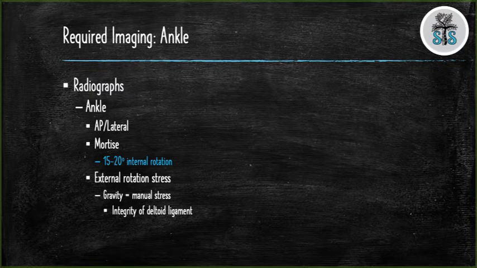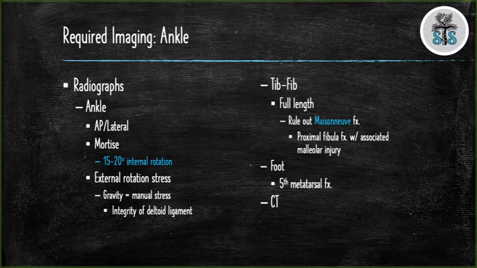You will test the syndesmosis if there is an isolated fibula fracture. You need to obtain full-length tib-fib films. You'll need to do this to rule out a proximal fibula fracture, which would correspond to a Maisonneuve type fracture.